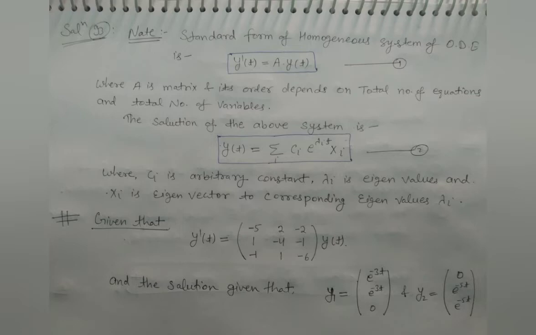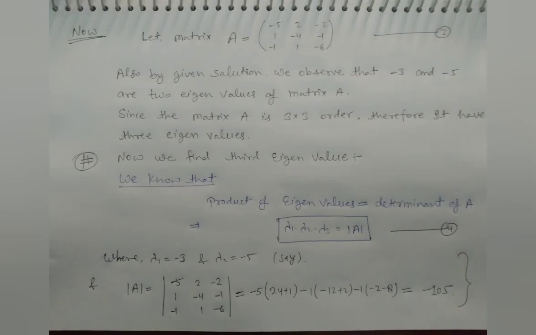Now let matrix A equal to [-5, 2, -2; 1, -4, -1; -1, 1, -6]. Also, by the given solutions, we observe that -3 and -5 are two eigenvalues of matrix A. Since the matrix A is of order 3 cross 3, it has 3 eigenvalues. Now we find the third eigenvalue.